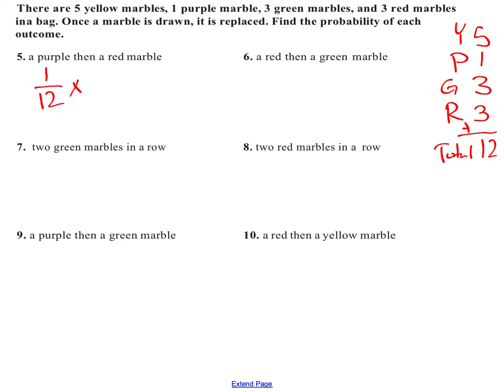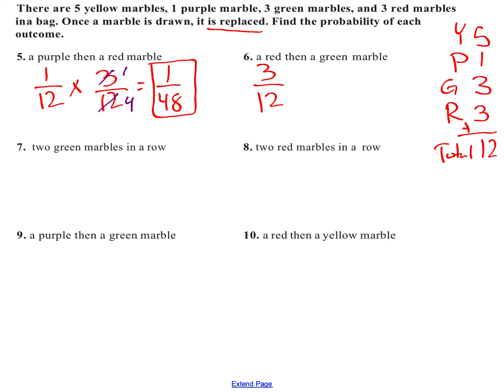Drawing a red, let's see, the marble is replaced, so we still have 12 marbles when we draw the red, and 3 out of the 12 are red. This gives us, I'm going to go ahead and reduce first here. This gives us 1/48 being the probability. Number 6, a red and then a green. Red will happen 3 out of the 12 times. Green will happen 3 out of the 12 times. It's a good idea to go ahead and reduce these first. This is 1/4 times 1/4, which is 1/16. Probability of getting a red and then a green is 1/16.